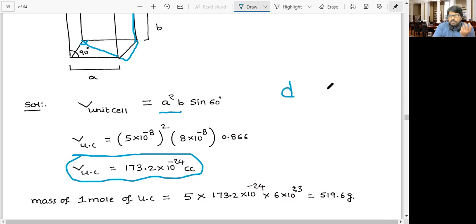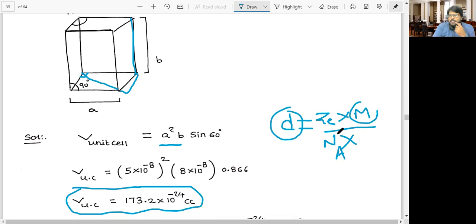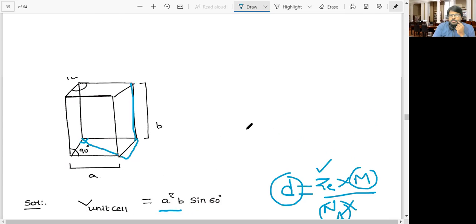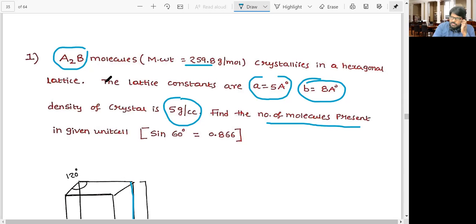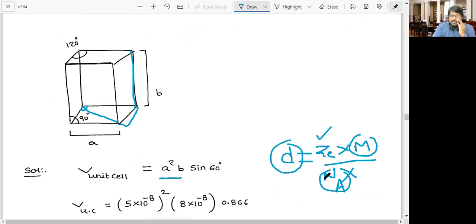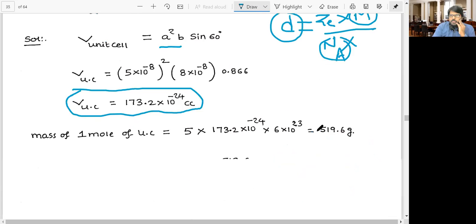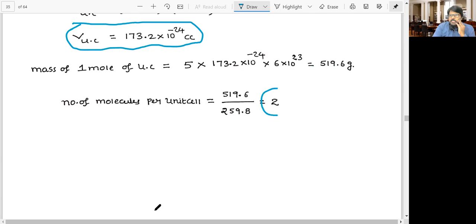Density is equal to Z effective into molar mass by Avogadro number into volume of unit cell. Density is given in the question, molar mass is given, Avogadro number we know, volume I calculated, Z effective you have to find. So everything is provided. Density is given, molecular mass is given, A and B are given, volume is calculated, and Z effective we can find. If you simplify after substitution, you will get effectively two molecules according to the given data, right?